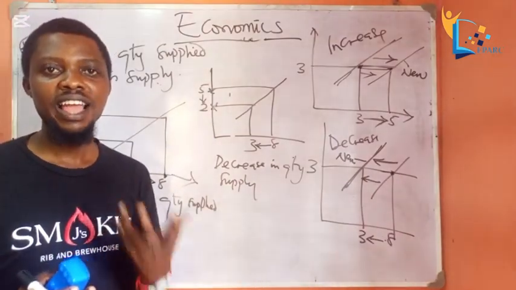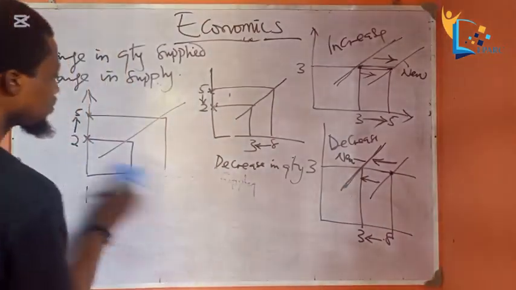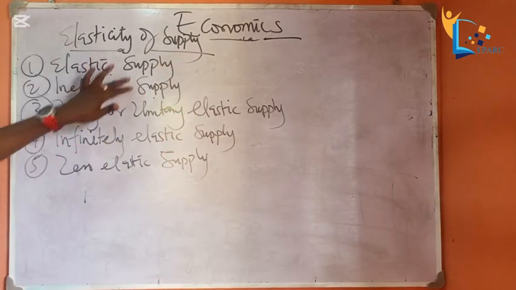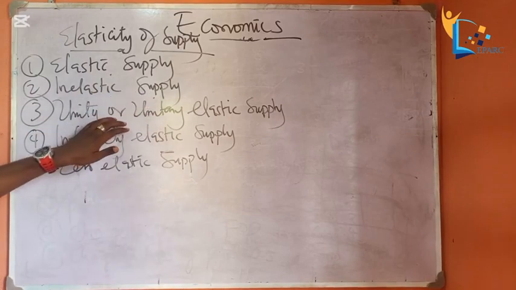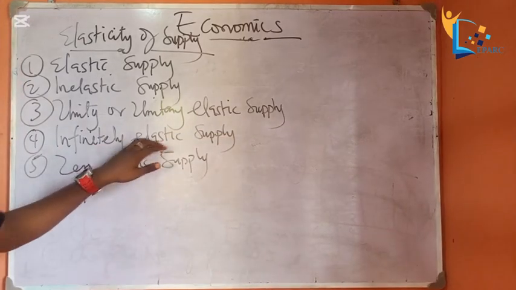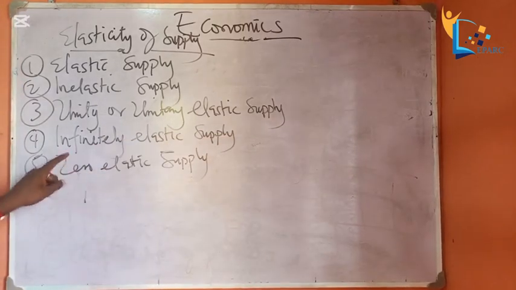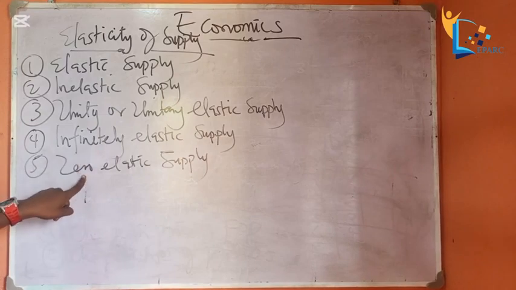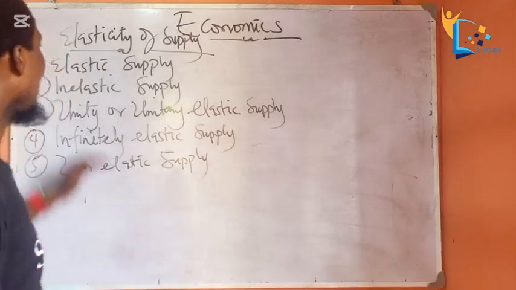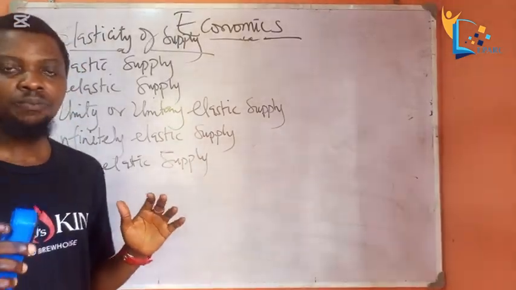Let's proceed. Elasticity of supply. So we're looking at elasticity of supply here. We have 5 of them. We have elastic supply, inelastic supply, unity or unitary elastic supply. We have infinitely elastic supply, or you call it perfectly elastic supply. We have the zero elastic supply, or you call it perfectly inelastic supply.